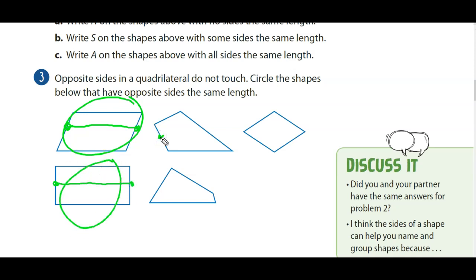Here's one side. Look at the opposite side. Are they the same length? No, that's not it. Same thing here. Here's this side. I'm going to go across. Are they the same length? No, they're not. This one is. Here's this side here. Go to the opposite side. Yes, they are the same length. It just looks a little bit different. So that one would work.